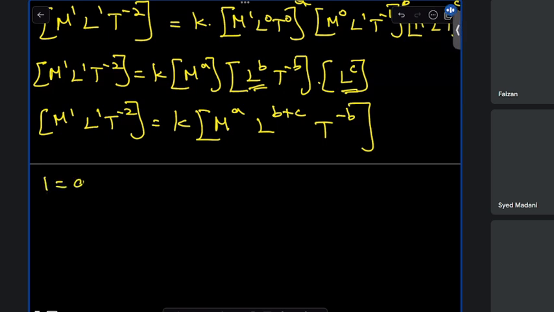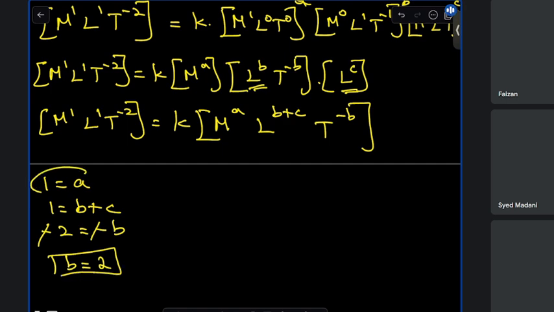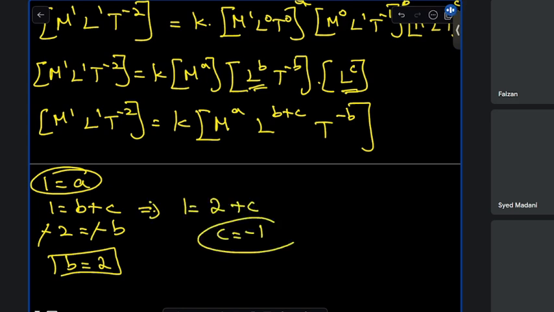For M, 1 will be equal to A. For L, 1 will be equal to B plus C. For T, minus 2 will be equal to minus B. It's cancelled. B is equal to 2. A is equal to 1, I found here only. Now I'll be able to find C using the second equation. How? 1 is equal to B, which is 2, plus C. C is equal to 1 minus 2, which is nothing but minus 1. Now I know all of A, B and C.